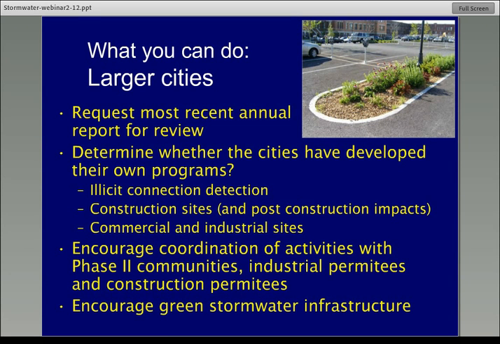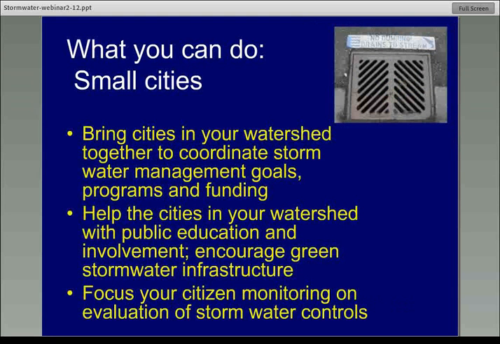Encourage coordination with the Phase 2 communities. There's sometimes a lot more detail, a lot more technical expertise available in the larger cities, and they can often help the smaller Phase 2 communities do their job better, and you can be the conduit for that information. Coordinating with industrial permittees and construction permittees is really important to not make all these requirements onerous or make them less onerous of the permittees. And as many of us are working more and more on green stormwater infrastructure, where can green solutions play into any of the elements in the municipal program? It's something that we can really help.